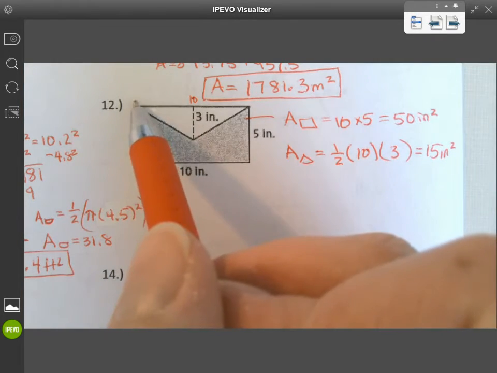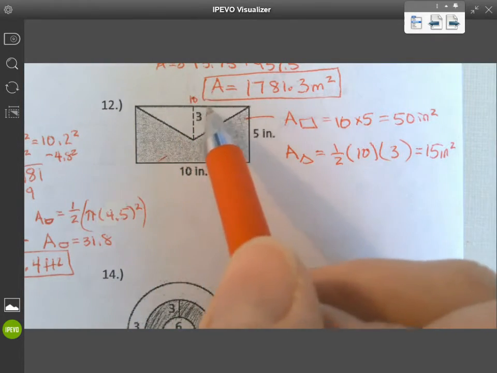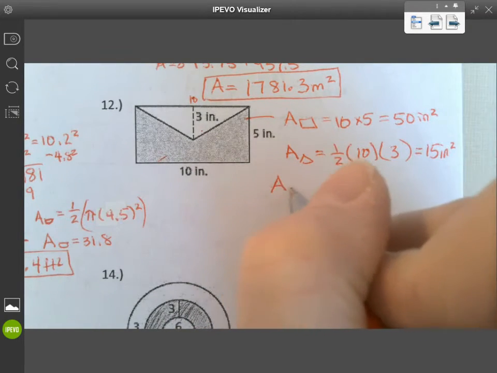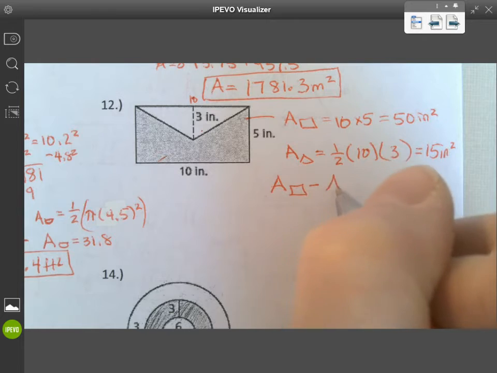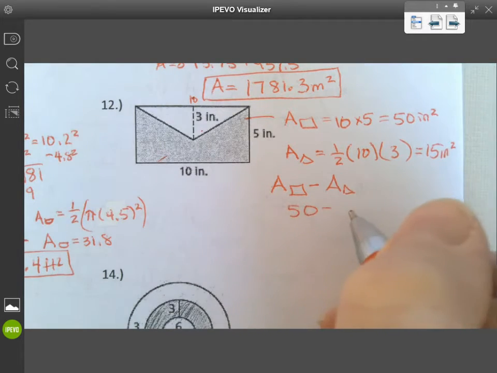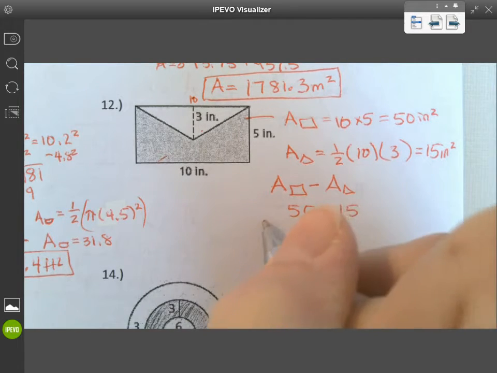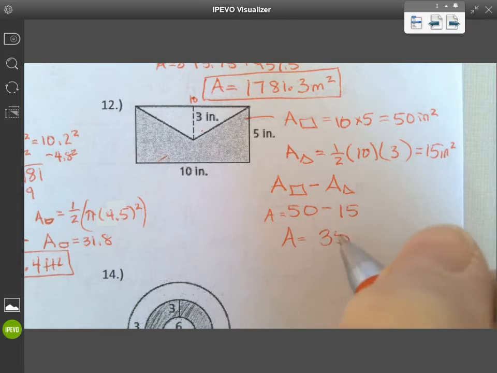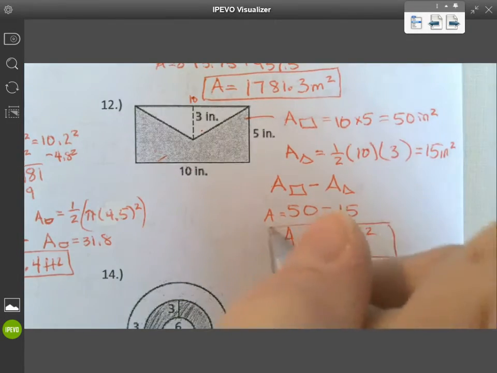Now, I'm not adding these together. It was not like a rectangle with a triangle attached to it. We're trying to take out the triangle. So we would take the area of the rectangle and take away the area of the triangle. So I'm taking 50 minus 15. And what do we get for the area of our odd shape? 35 inches squared.